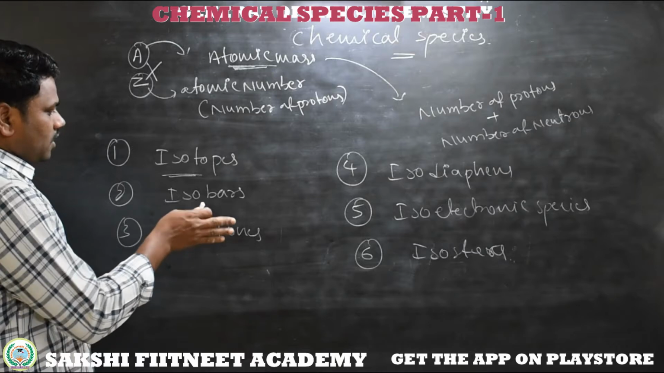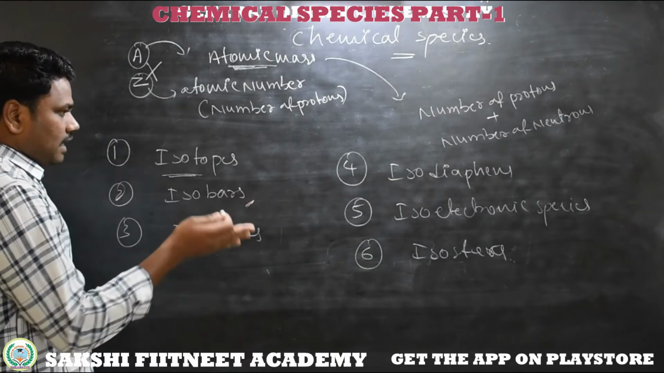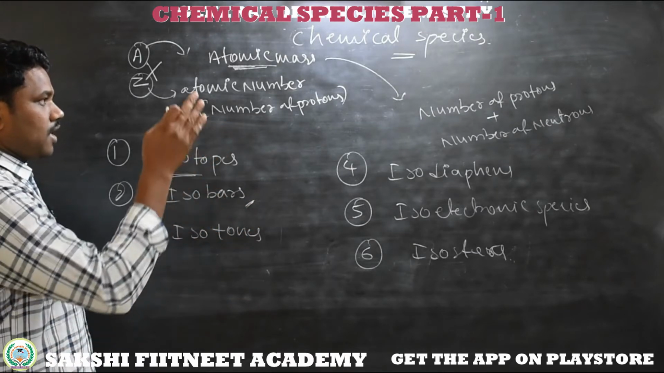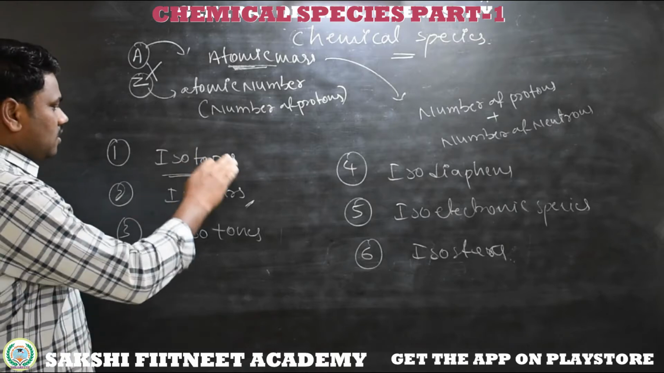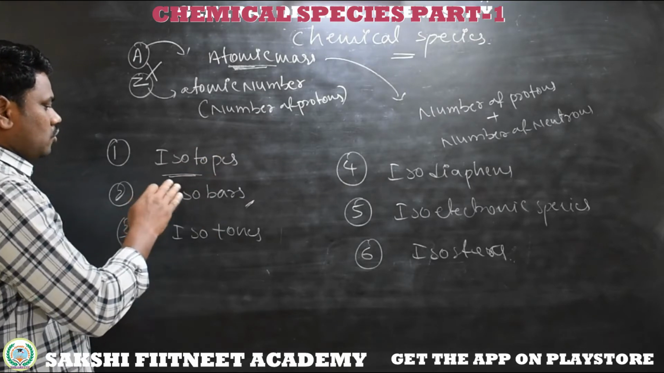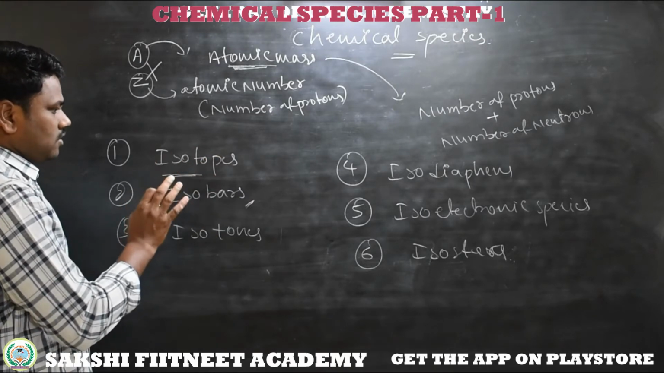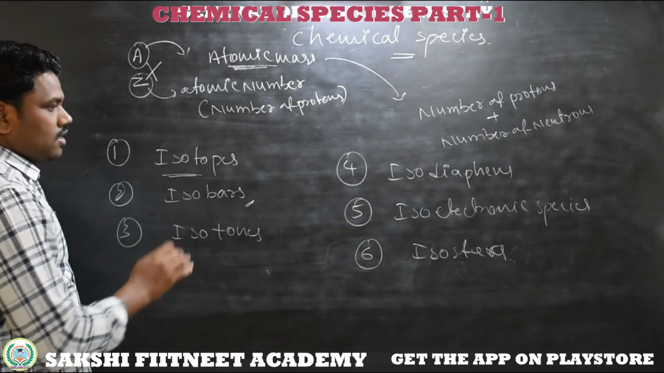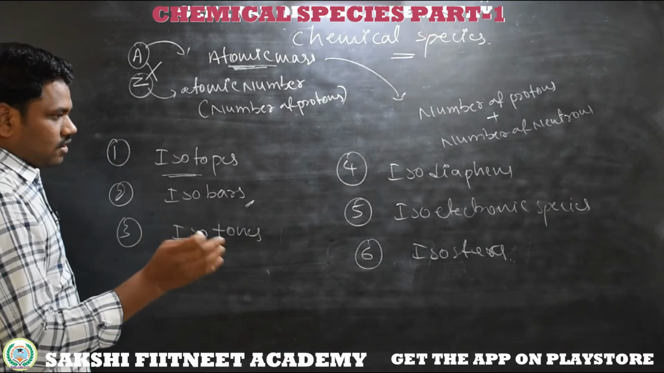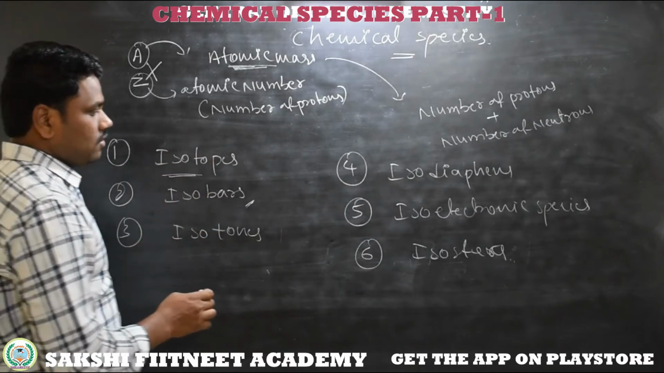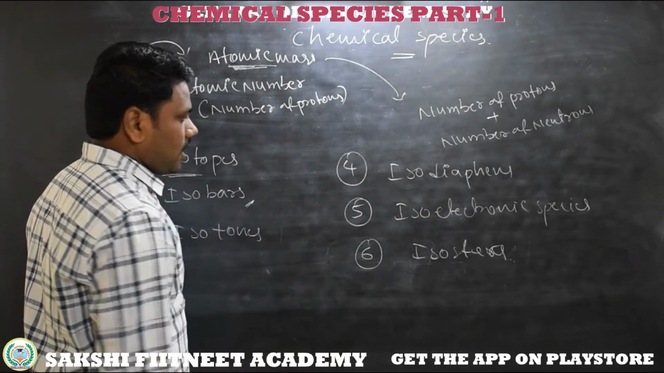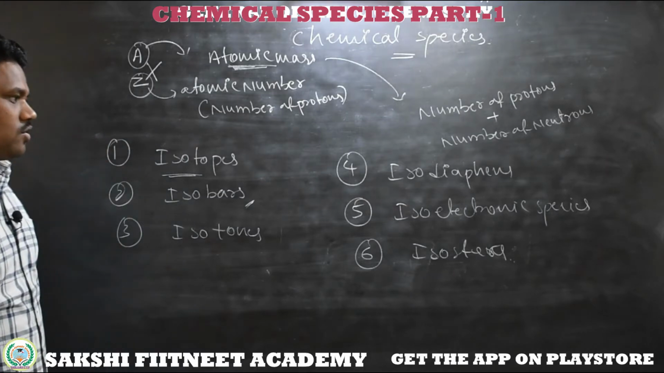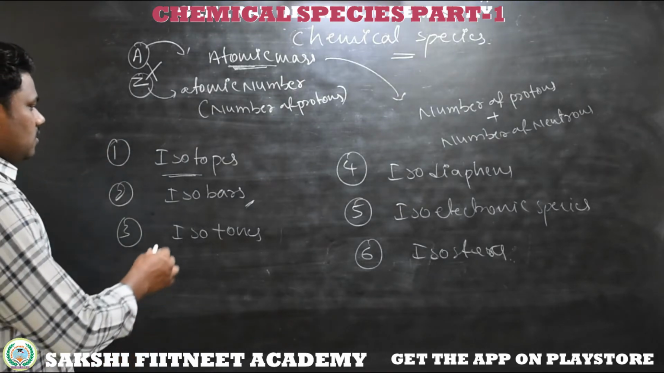In this video we are completing up to isobars. In the next video, chemical species part 1, introduction including isotopes and isobars classification. In the second video we will discuss isotones and isodiaphers. In the third video, we will discuss isoelectronic species and isosters. So now I am beginning with isotopes.